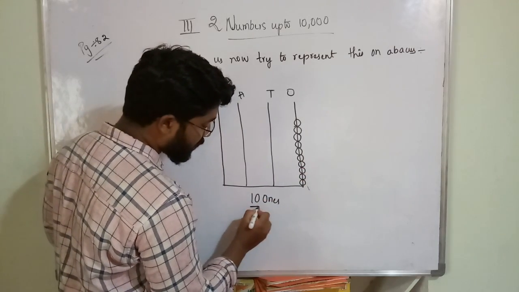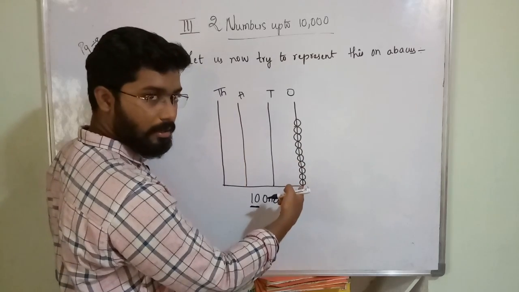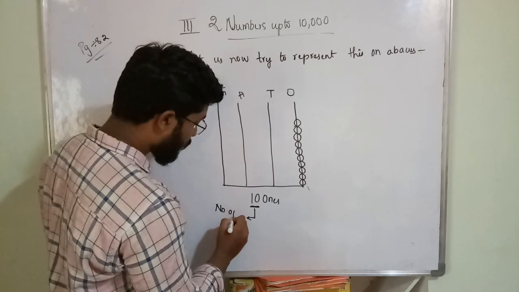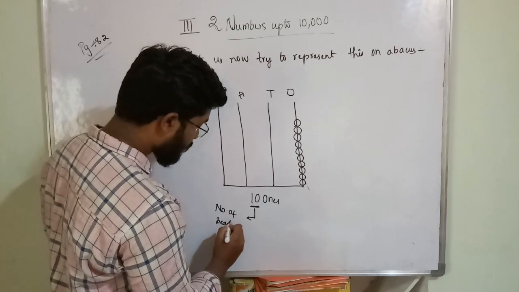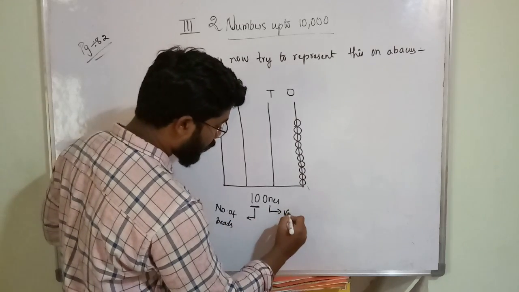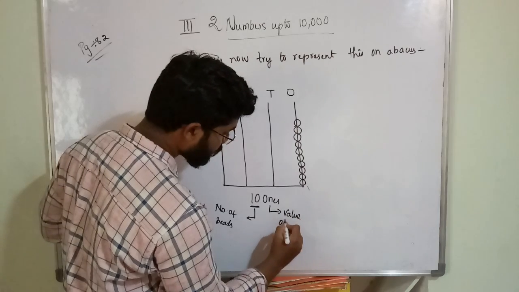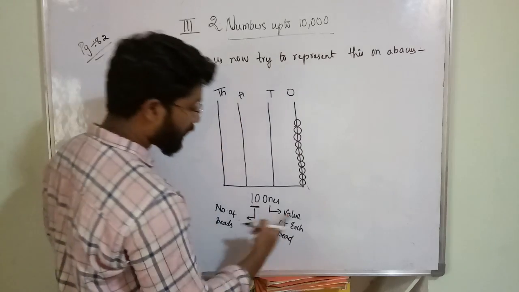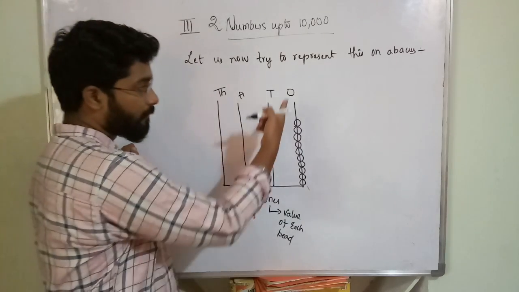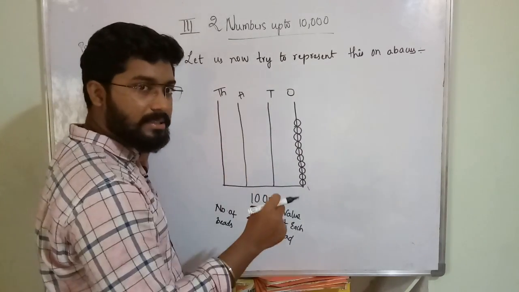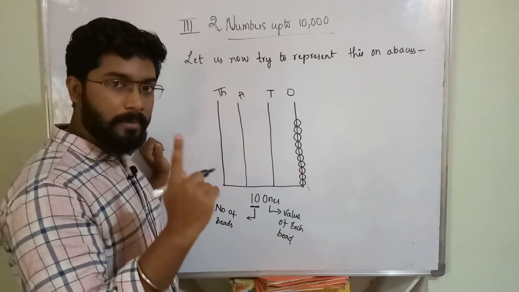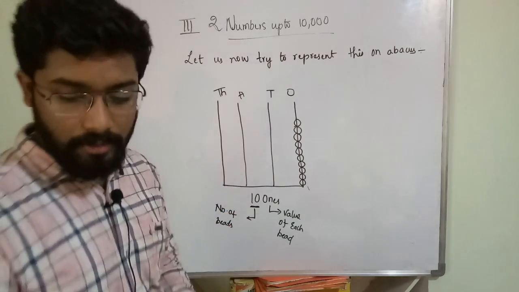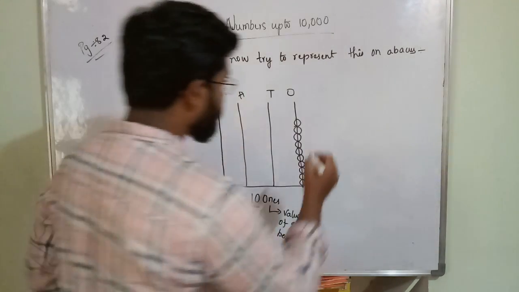Previously what I said, this 10 represents the number of beads here, okay. Ones represents the value of each bead. So what he is saying, 10 ones means in this abacus, in the ones rod there are 10 beads and the value of one single bead is how much? 1. That is the representation, 10 ones, okay. So if you combine all this, what will you get?